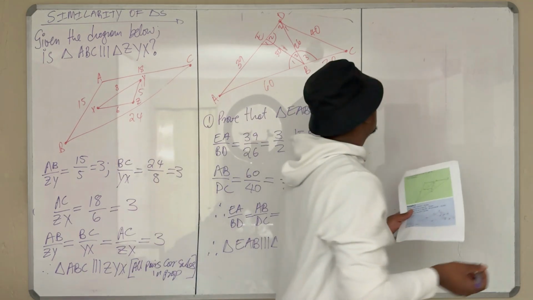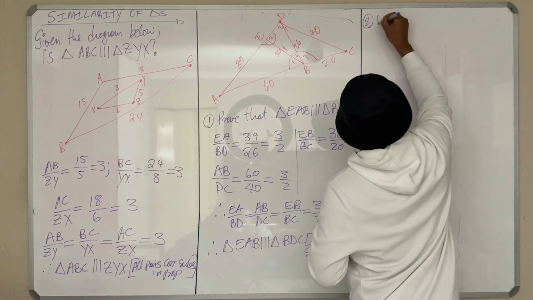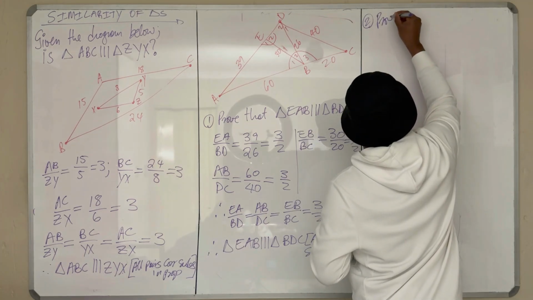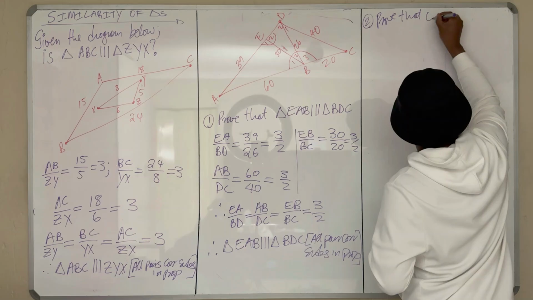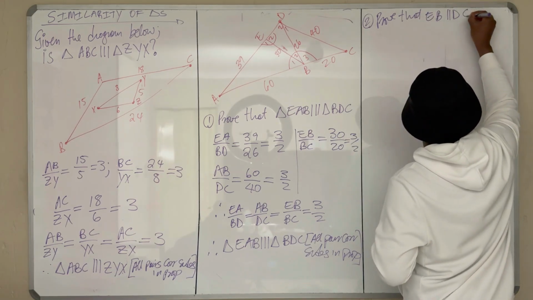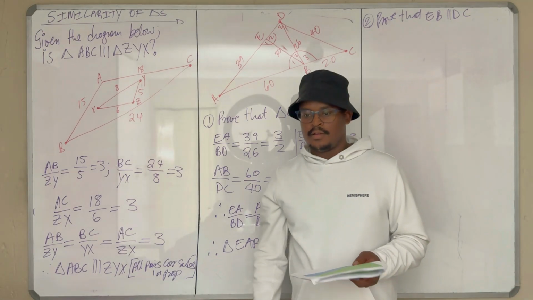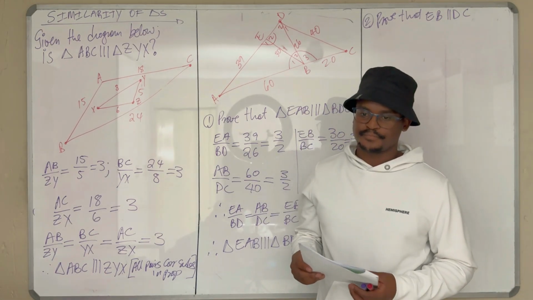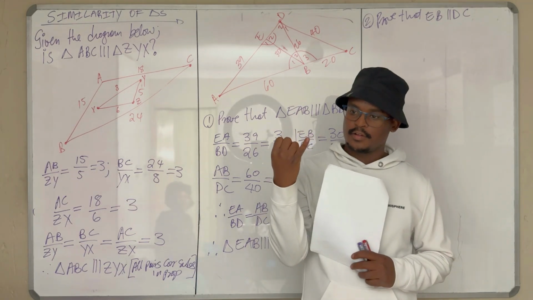Now we have the next one. They're saying show, prove that EB is parallel to DC. How do you show that two lines are parallel? You have to show corresponding angles are equal.